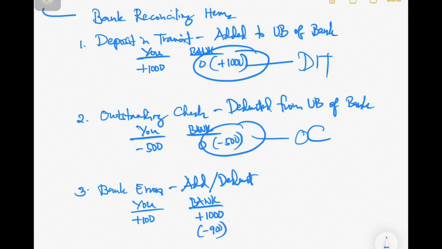And then next question, do we prepare entries for this one? No, because we are not the bank. We are the books. We are correcting our own records. We are correcting our cash in bank. This is bank records, okay?